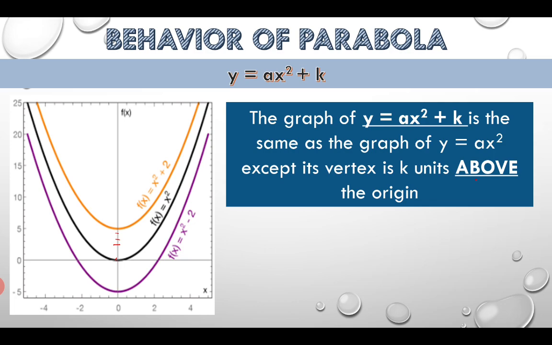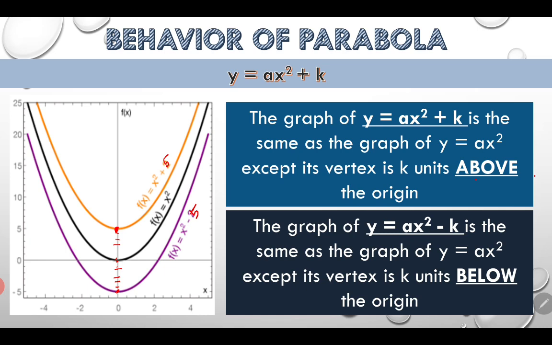So if you notice, this is supposed to be plus 5. Its vertex went up by 5 units. For the violet one, f of x equals x squared minus 5. Its vertex went down by 5 units. So, the graph of y equals ax squared minus k is the same as the graph of y equals ax squared, except its vertex is k units below the origin.